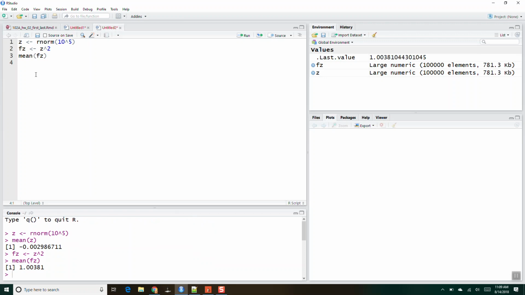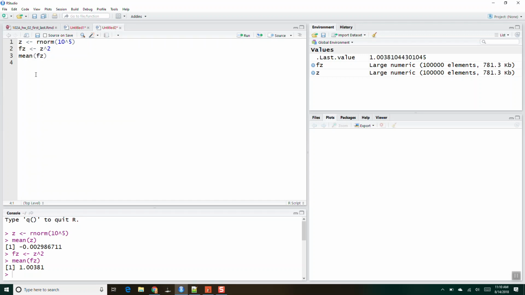And thus we say, what's the expected value of our function applied to a random variable? We would say our estimate is 1.00381. And that's good enough for me. Are there questions on this? Okay. So we're just getting an estimate, right?